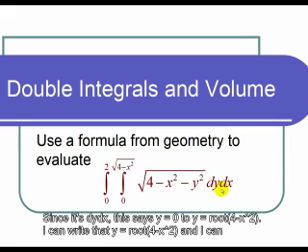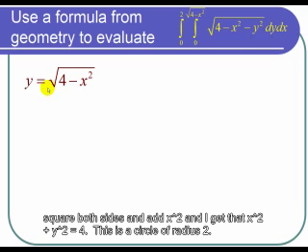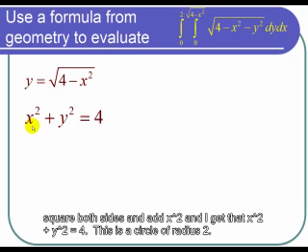Since it's dy dx, this says y equals 0 to y equals the square root of 4 minus x squared. So I can write that y equals the square root of 4 minus x squared, and I can square both sides and add x squared, and I get that x squared plus y squared is equal to 4. And this is a circle of radius 2.